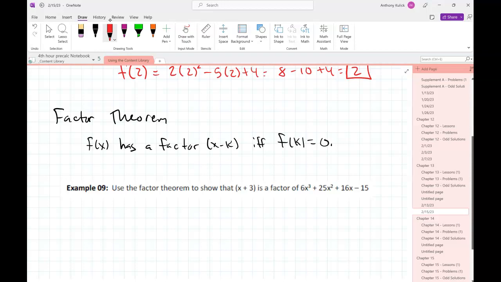So let's say we have this example. We want to show that x plus 3 is a factor of 6x cubed plus 25x squared plus 16x minus 15. Well, what is the k going to be in this case? -3, very good. So all I need to do is show that f of -3 is equal to 0, right?